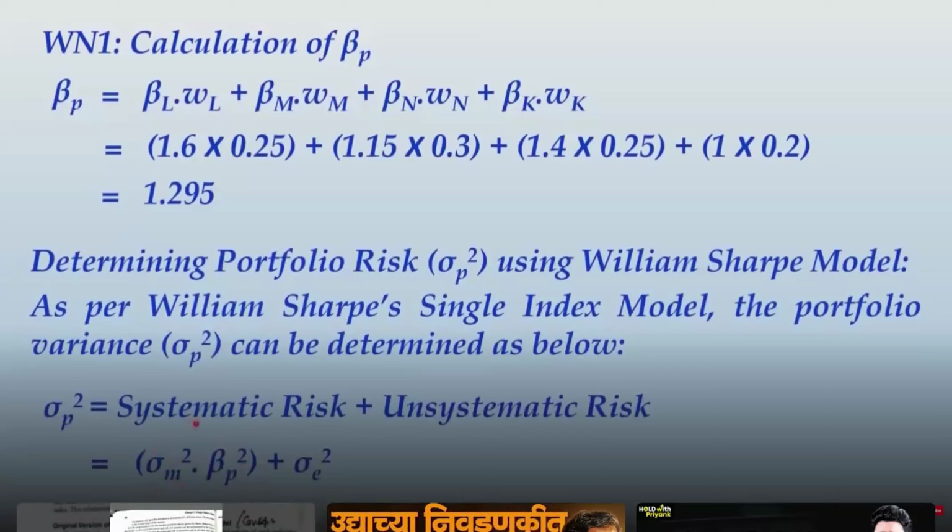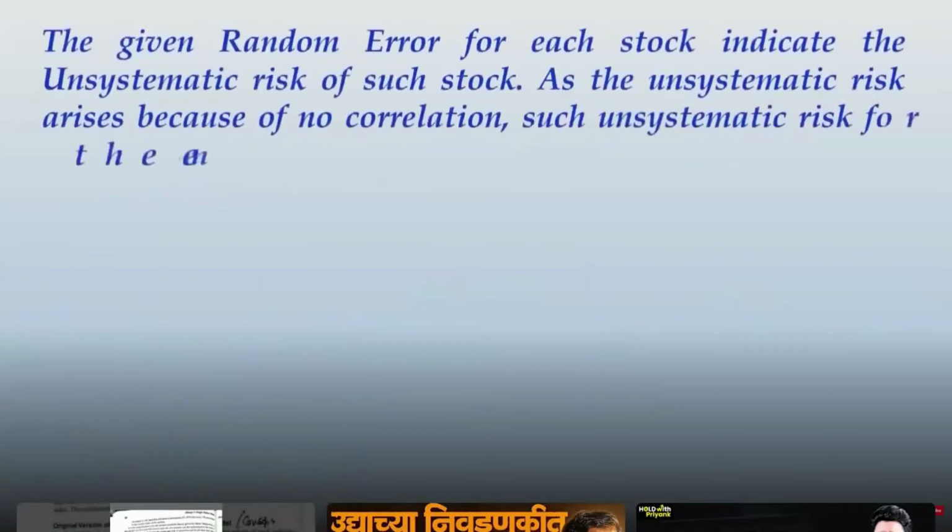ये पार्ट आपको दे देगा सिस्टमैटिक रिस्क, एंड प्लस सिग्मा ई स्क्वायर्ड, दिस इज द अनसिस्टमैटिक रिस्क ऑफ द एंटायर पोर्टफोलियो. तो फ्रेंड्स, ये कैलकुलेशंस जो आपके सामने अभी स्क्रीन पर है वो आप पहले लिख लीजिए, और ये मेन इक्वेशन जो है उसके बैकग्राउंड कैलकुलेशंस हम पहले कर लेंगे, and then we will arrive at the portfolio variance using William Sharp's model. All right friends, let us move ahead and make the calculations.